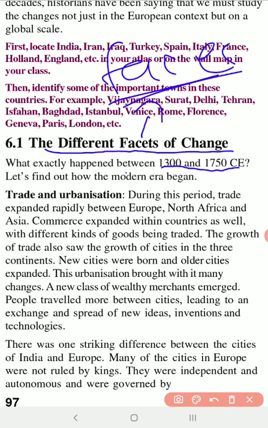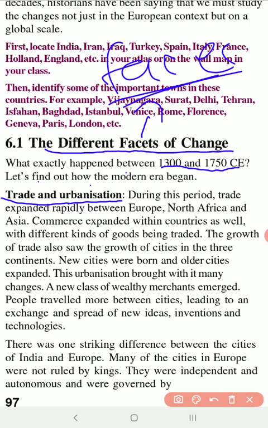This change took place in three important ways, we can say. Right. The first one is by trade and urbanization. Now, what do you mean by trade and urbanization? Trade means commerce. You know, being a merchant, you go from place to place and you try to sell your product. That's the trade, right?